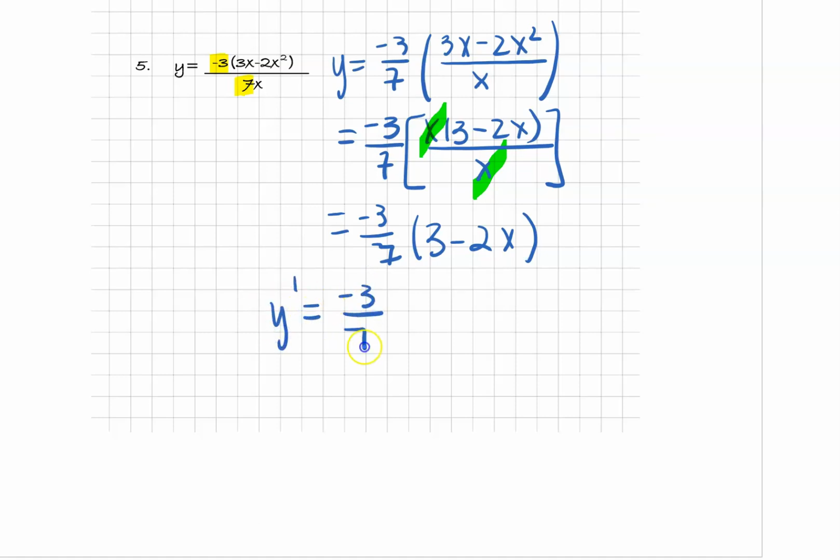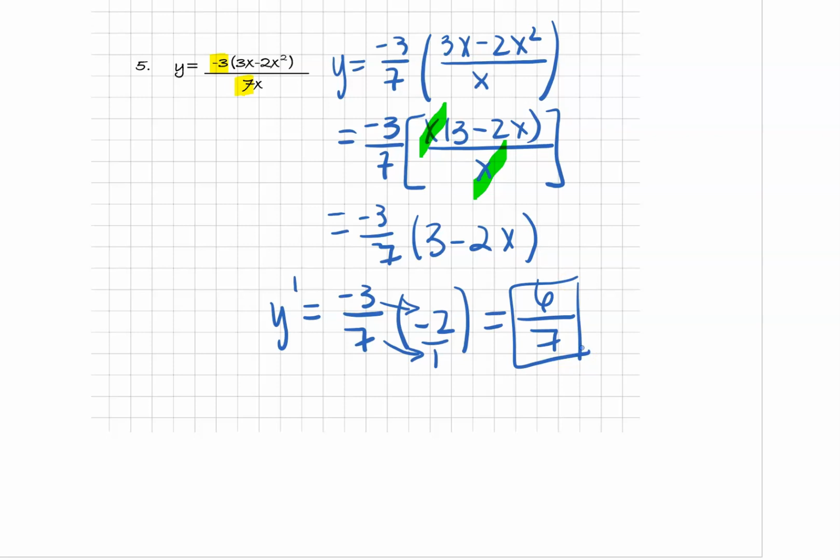And that's a lot easier to handle in terms of derivatives, because then your derivative would be -3/7 is going to go along for the ride. The derivative of 3 is just 0, so I don't need to write that. And the derivative of -2x is -2. Clean this up, put that over 1, multiply across your tops, you get 6, multiply across the bottoms, which gives you 7. And that is a surprising answer compared to what we began with.